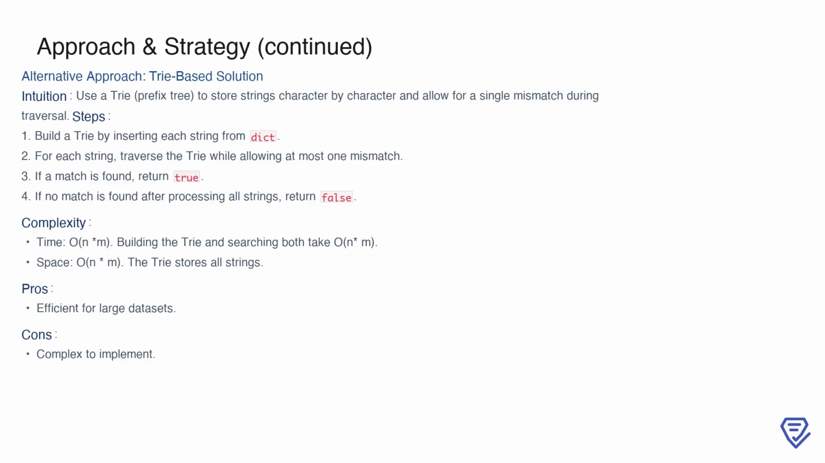We start by building the tree, inserting each string from the list. Then, for each string, we traverse the tree with the condition that we allow at most one character mismatch during the search. If we find a match during this traversal, we return true. If after processing all strings no match is found, we return false.